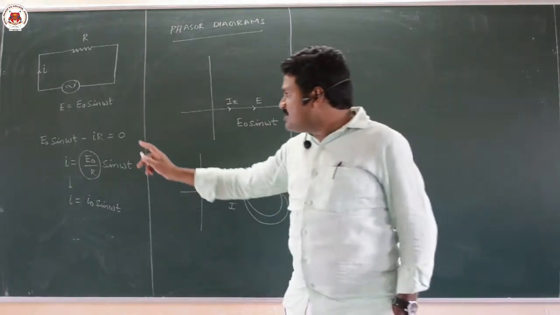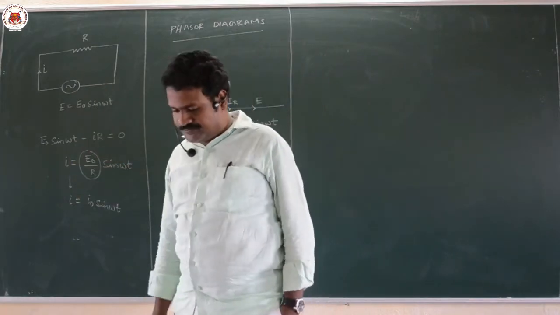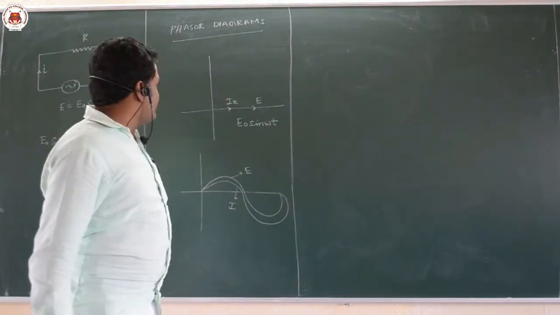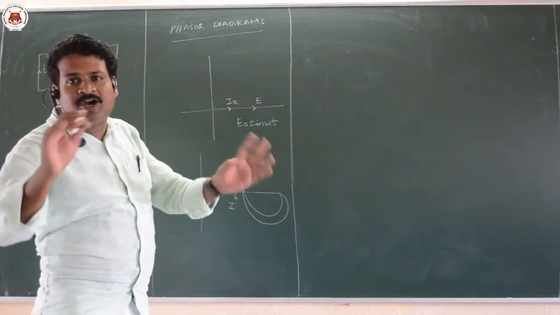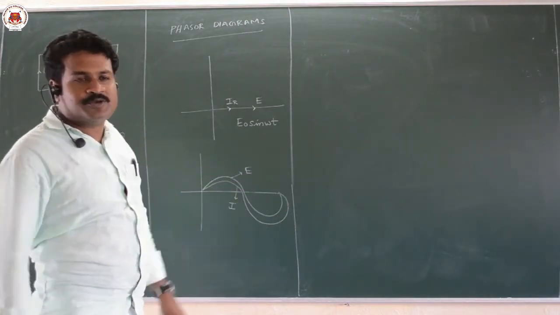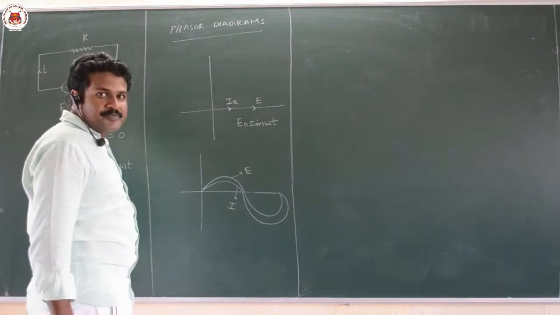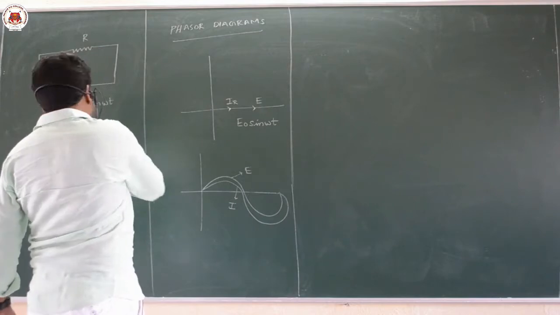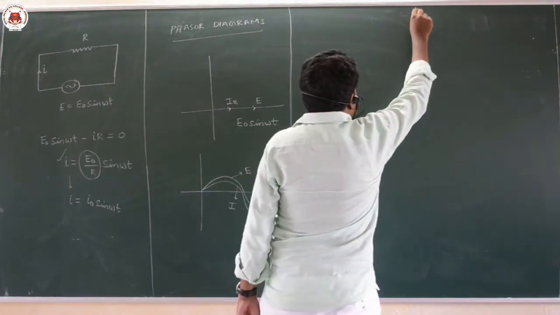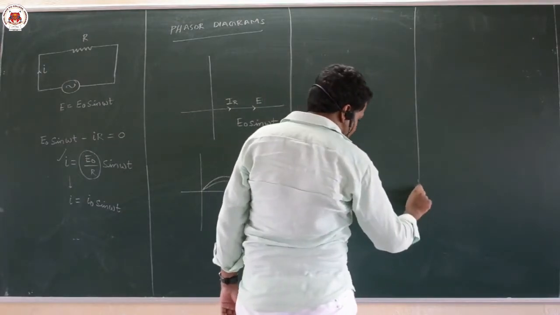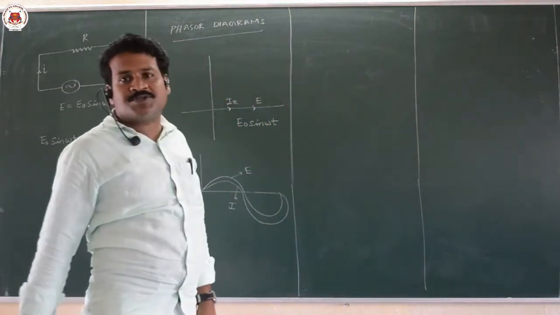I took an alternating source E is equal to E naught sin omega t and applied the loop law. According to the loop law, the algebraic sum of all potential differences across a loop is equal to 0. That is E naught sin omega t minus IR is equal to 0. From that I got the current. This is the behavior of a resistor. Next, let us study the behavior of an inductor. How does an inductor behave when it is connected to an alternating source of current?